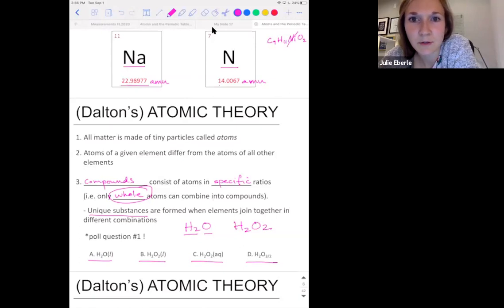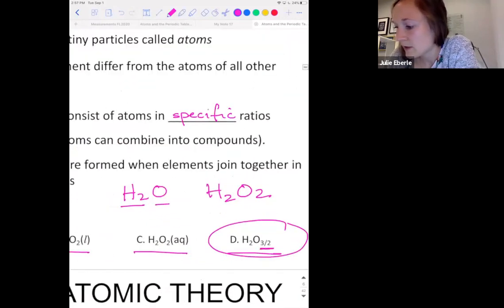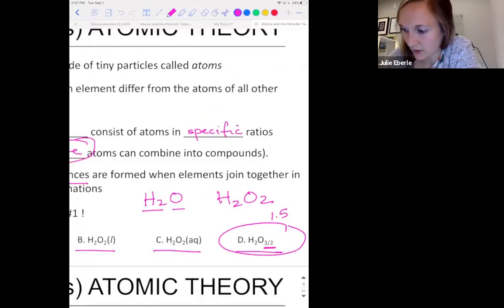Okay, here's the answer. So most of you got that right. D is incorrect. Why? If we zoom in, we see that this is not a whole number. You can't have a fraction. This is 3 halves, which is 1.5 oxygen atoms. We can't have that. Okay, so it's got to be whole numbers. You can never have fractions or decimals. You have to join atoms together in specific whole number ratios.